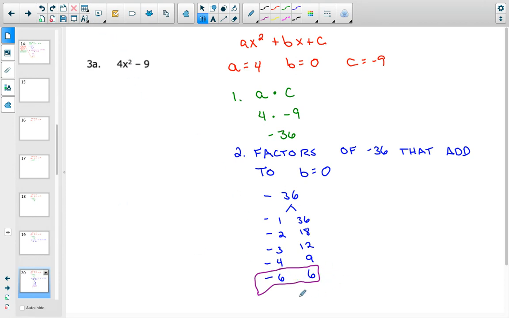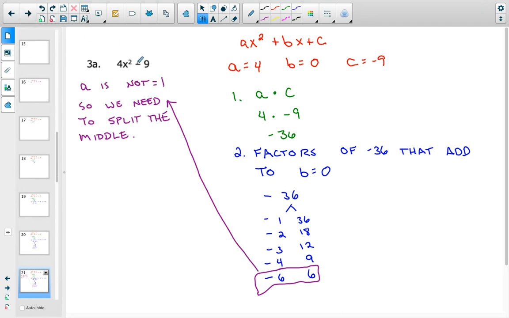Now in this example, a is not 1. Okay, so we do have to split the middle. And here's, if you remember, what splitting the middle looks like. I'm going to take these two factors and rewrite that 0 in the middle. So this was a 0, but now I have negative 6 and positive 6, which still add up to 0, but we can do something more with this.